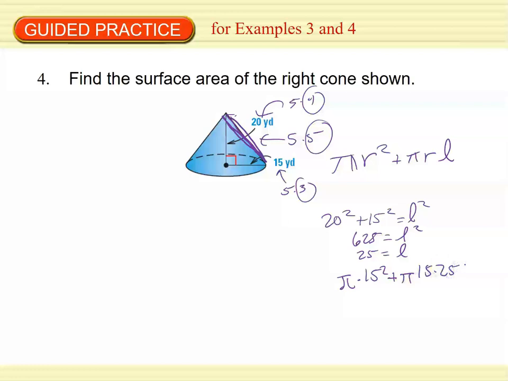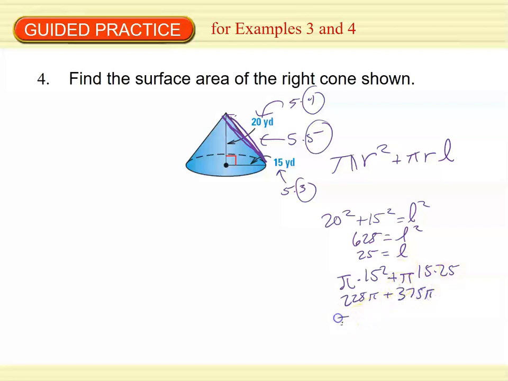All right, now again, if you're going to write your answer as a decimal, that's fine. You can just type it into your calculator, pi times 15 squared, write that decimal down. Pi times 15 times 25, write that decimal down, add them together. Otherwise, you can just take 15 squared, which is 225. So here you have 225 pi. And then 15 times 25 is going to give you 375 pi.